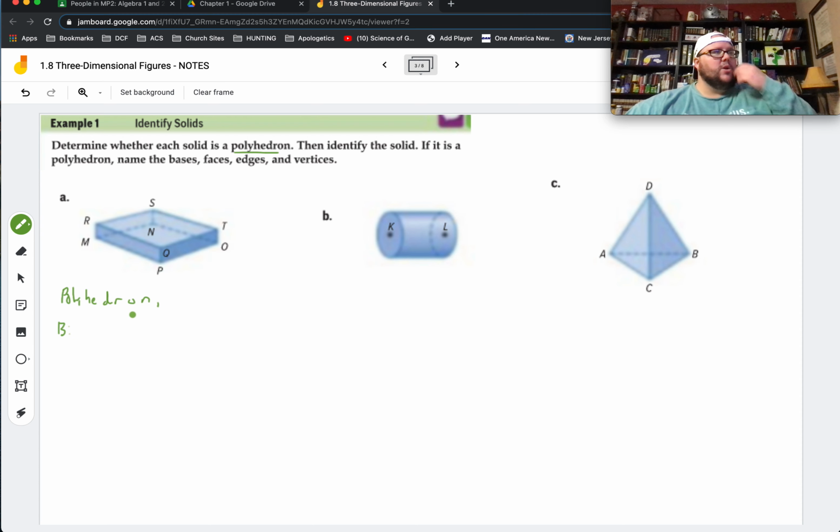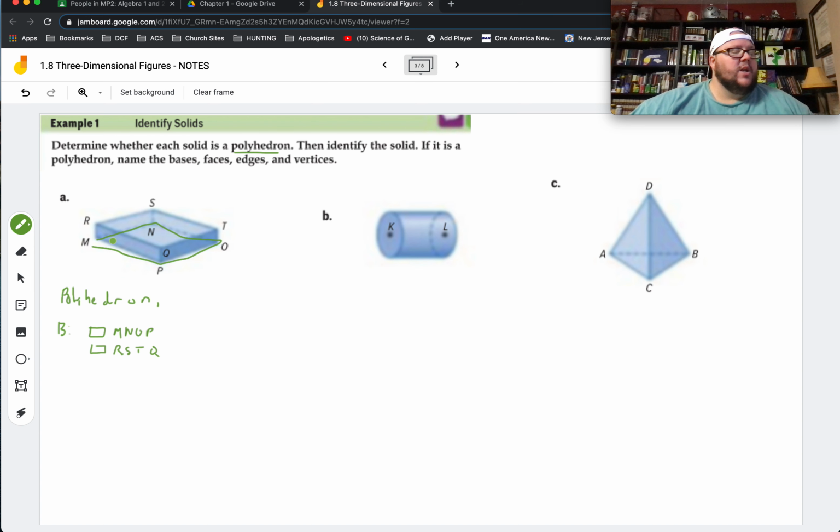The bases are going to be this bottom one. It's a rectangle. So we would say rectangle, and we don't have to write it out. We could just draw it. Rectangle MNOP. And that's just the bottom base. Now the top base is RSTQ. Next thing we're going to do is name the faces.